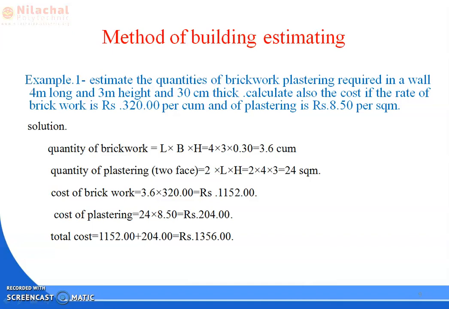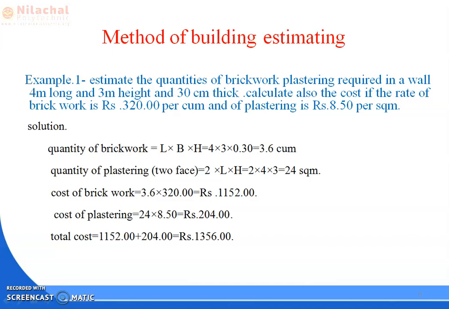A single wall contains 2 faces, right? So the 2 faces need to be plastered, so for plastering we consider 2 faces. In case of plastering, what is the unit? We consider only length and height, in case of a vertical wall. So for 2 faces we consider 2 into length into height.